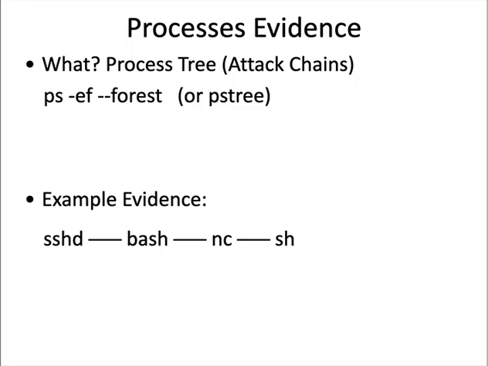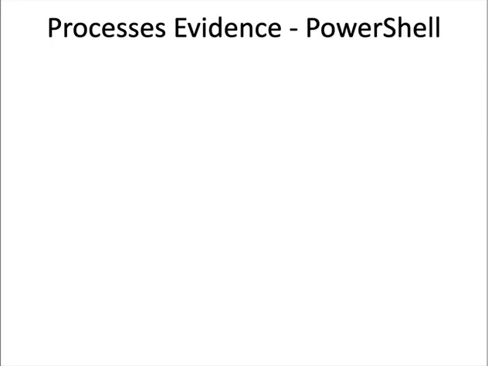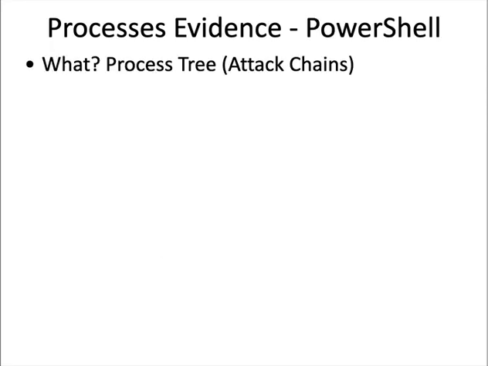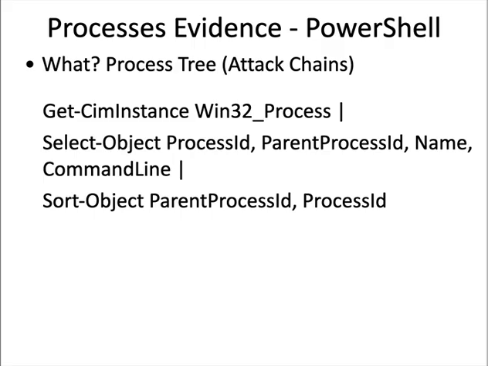The secure shell daemon is running, so somebody secure shelled into the machine. It's running bash as the shell, and the command they're using is netcat, or nc. So, that's a suspicious process. Now, in PowerShell, you can issue this series of commands and get very similar output.